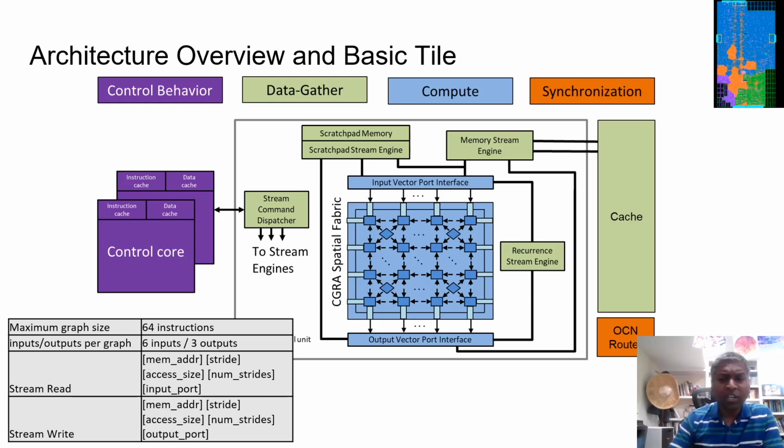And the streams themselves have an address, they have a stride, they then specify ports that they target and so on. So that's the architectural abstraction that we built. That's at the heart of this composable computing paradigm.